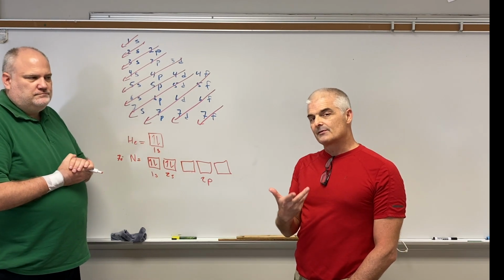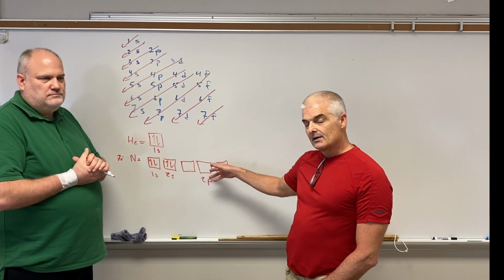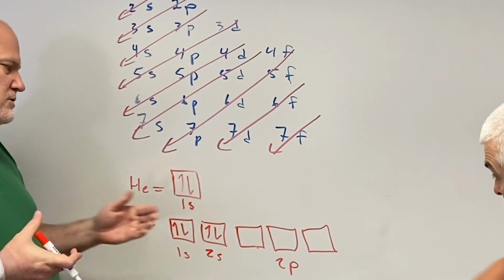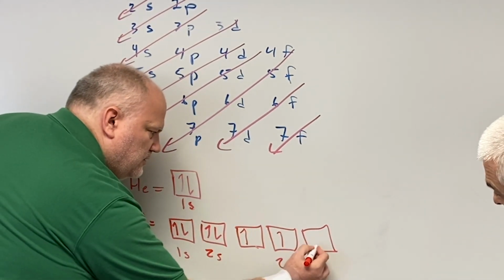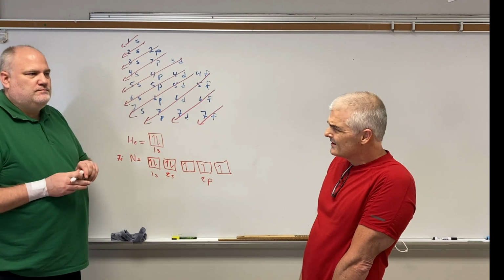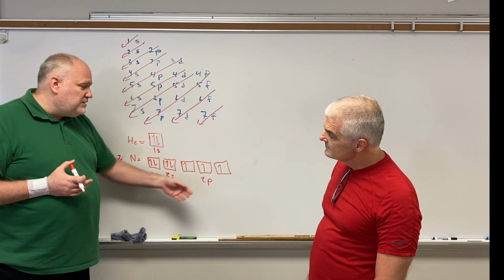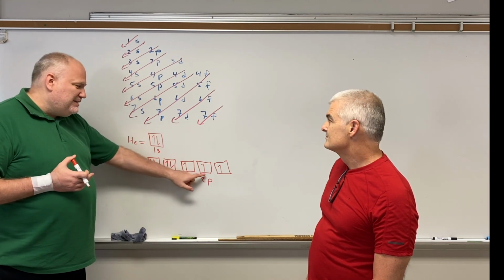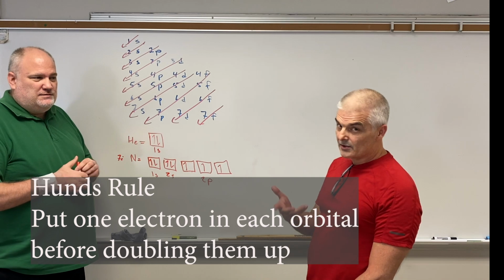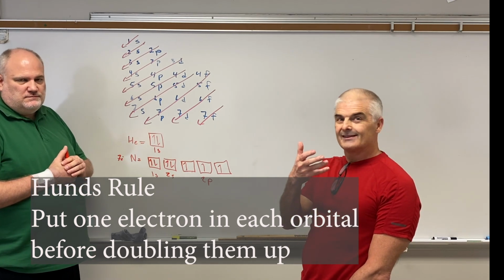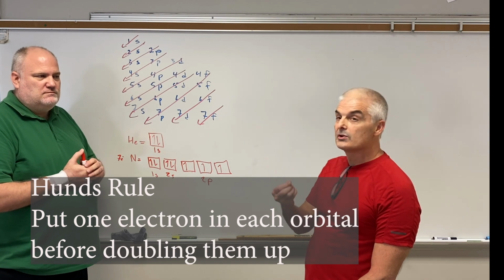You don't actually put them in the first box. Since each orbital has the same amount of energy, you put 1 in each. So when we're placing electrons in, we go 1, 2, 3. Now why do we do that? Because each of these orbitals has the same amount of energy, and if we put 2 in any one, it's going to make the other 2 unhappy. This is called Hund's rule. Hund's rule says that if you have a set of orbitals, you put 1 in each before you double them up.